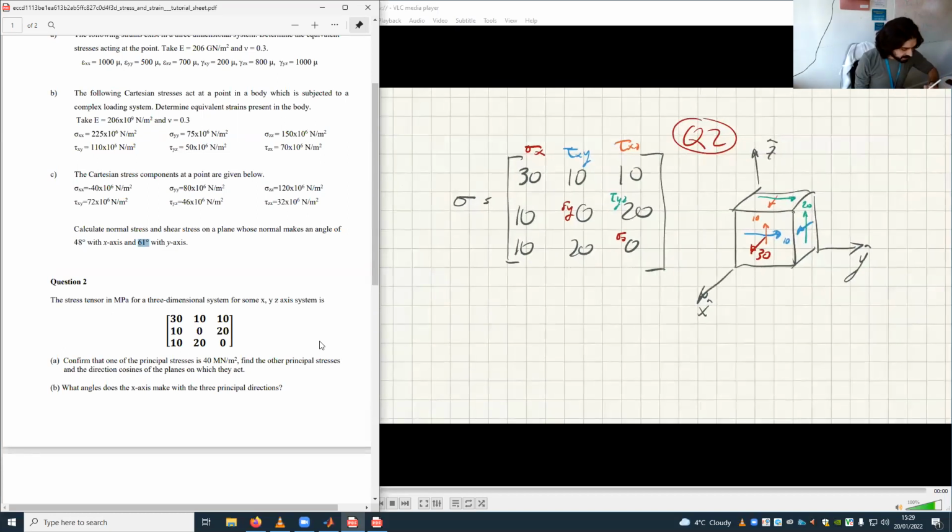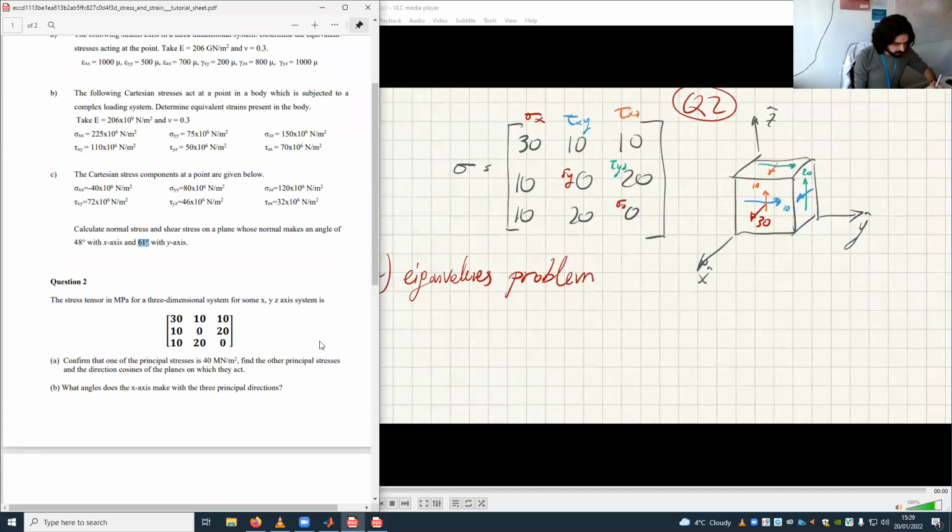All right, so this is an eigenvalues problem. So part A is about an eigenvalues problem. And the eigenvalues problem looks like this. Sigma minus lambda I times x equals 0. This x is capital X. And this 0 is a vector 0. So these are the eigenvalues.